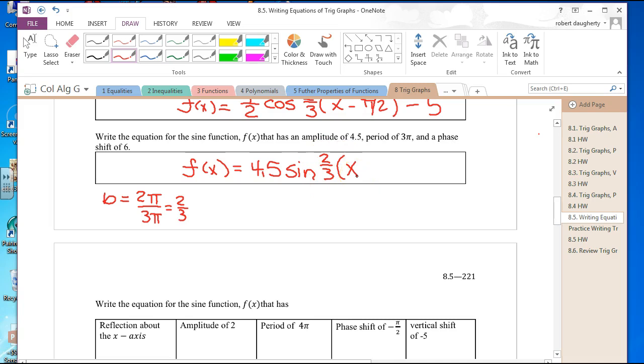It has a phase shift of 6. If I go 6 to the right, how do I write that? X minus 6. And then is there a vertical shift? No, that's it. That's all you have to do. Molly, question? You could write plus 0 at the end if you wanted. There's no vertical shift, so that's fine. That just lets you know that you looked at it and there was nothing there.